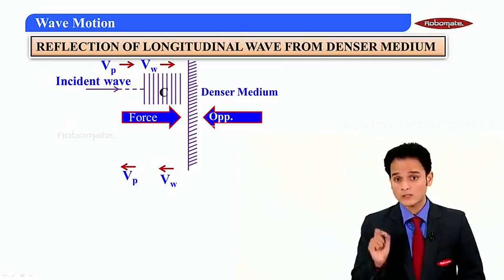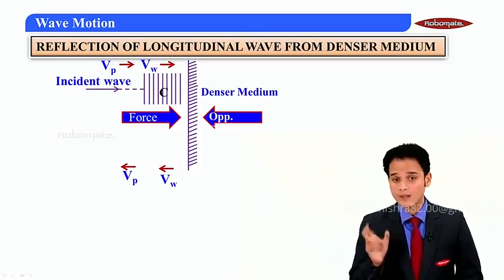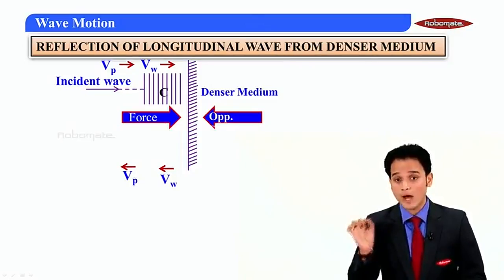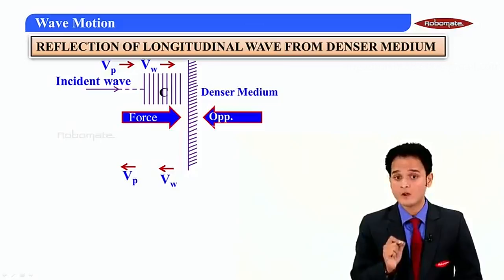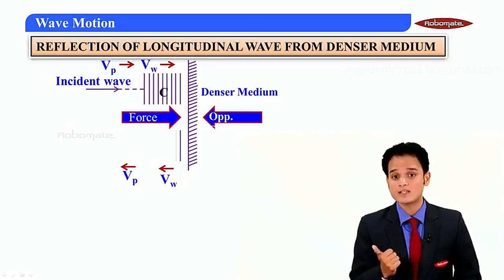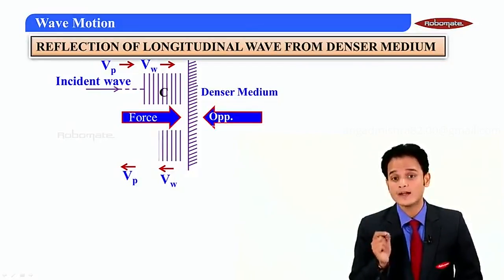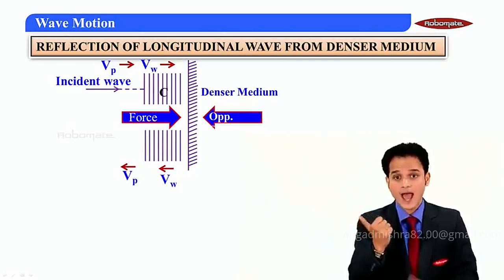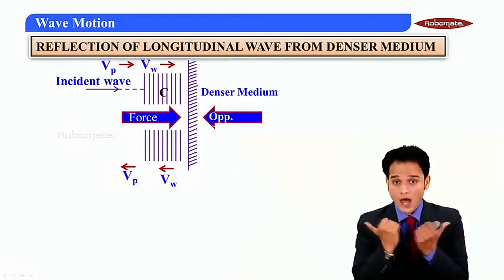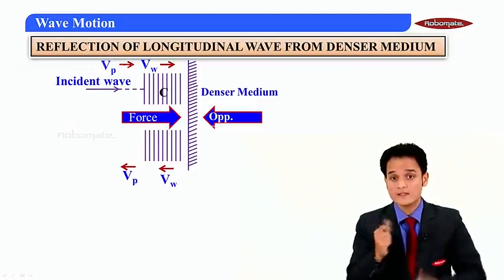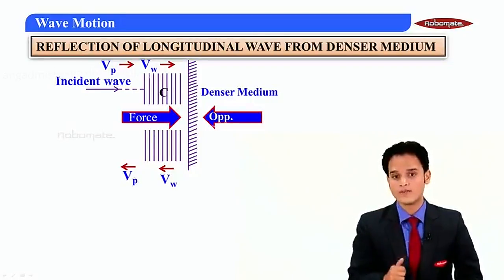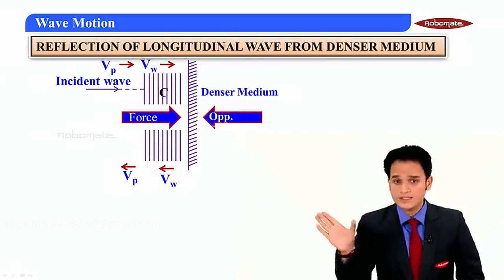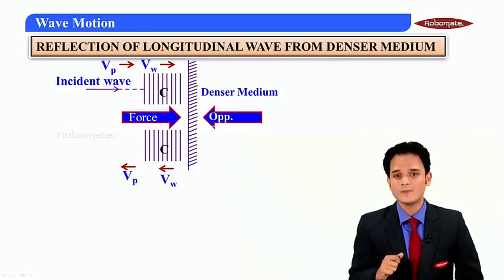Students, the Guru mantra for understanding the compression and rarefaction is: every time the particle velocity and the wave velocity are in the same direction, we are going to get a compression. And when the particle velocity and the wave velocity are in the opposite directions, we are going to get a rarefaction. So here, as both the velocities are in the same direction, we are getting a compression.